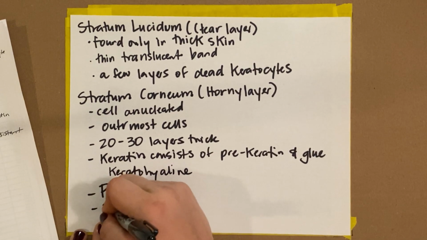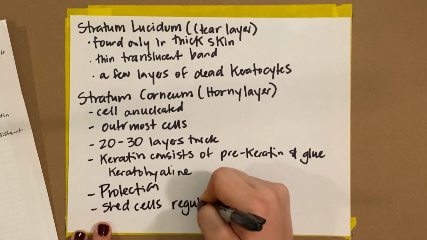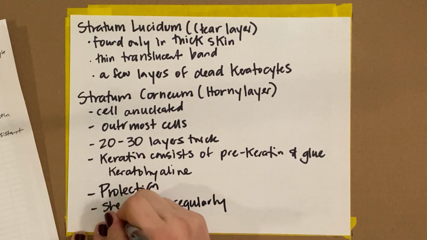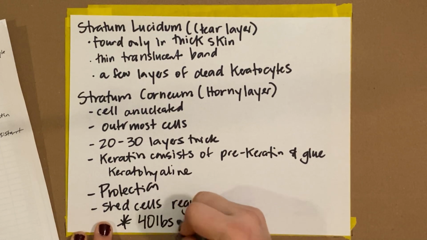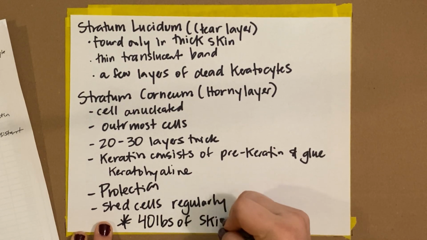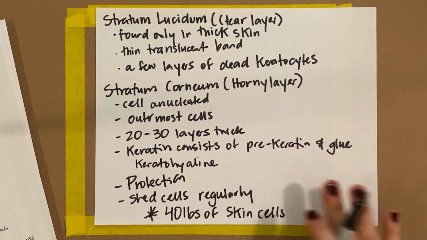And we shed these cells regularly. And this was kind of a gross fact that the book stated, but in our lifetimes, we lose about 40 pounds of skin cells. So that's a lot of skin. So if you can imagine accumulating all of that, that is again over your entire lifetime, because you're losing skin that entire time. But that is a lot of skin cells that you are ultimately losing. All right.